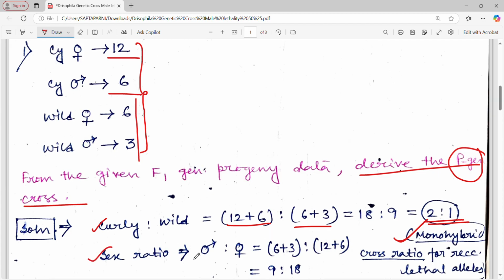How many males are there? See how many males are there? 6 plus 3, 9 males are there. Okay, and how many females are there? 12 plus 6, 18 females are there.